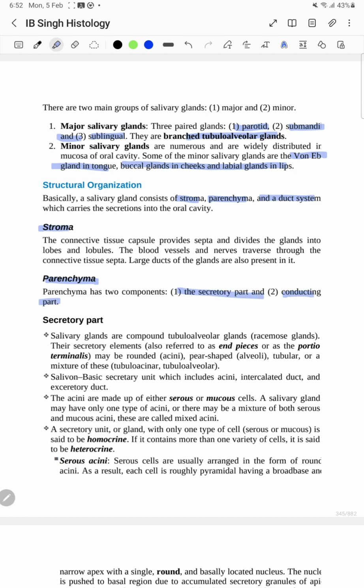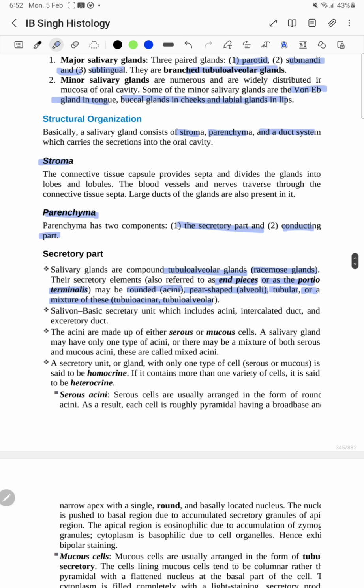Parenchyma. Parenchyma has two components, the secretory part and conducting part. Secretory part: salivary glands are compound tubulo-alveolar or racemose glands. Their secretory elements, also referred to as end pieces or as the portio terminalis, may be rounded acini, pear-shaped alveoli, tubular, or a mixture of these, tubulo-acinar, tubulo-alveolar. Salivon is the basic secretory unit, which includes acini, intercalated duct, and excretory duct.